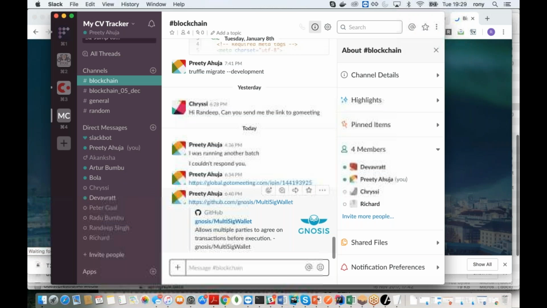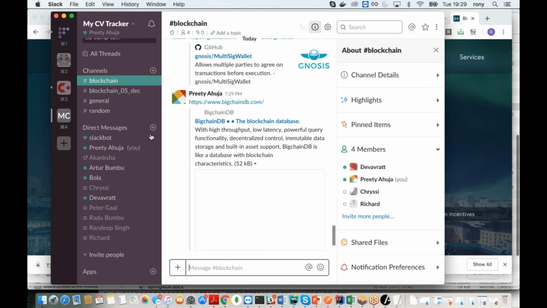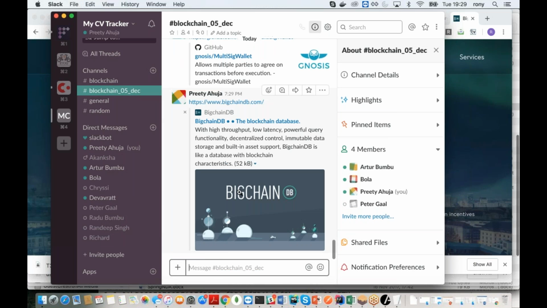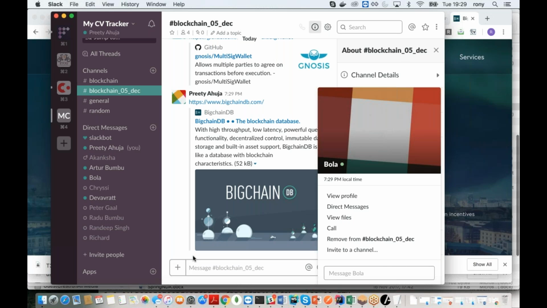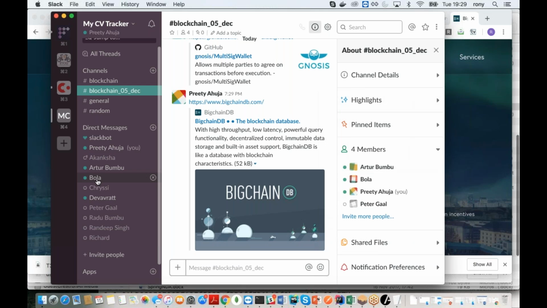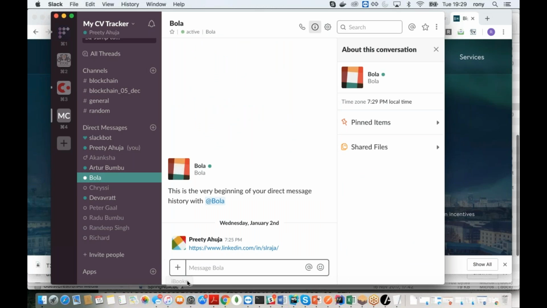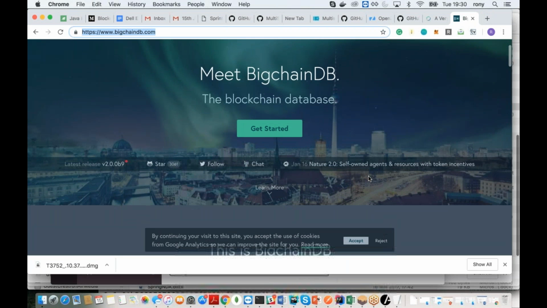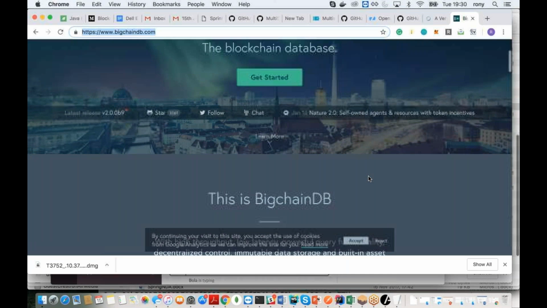This is also based on Ethereum or a blockchain project? This BigChainDB, is it based on Ethereum or is it purely blockchain? It's purely blockchain, right? It runs on top of MongoDB. Yeah, they just did something like that.